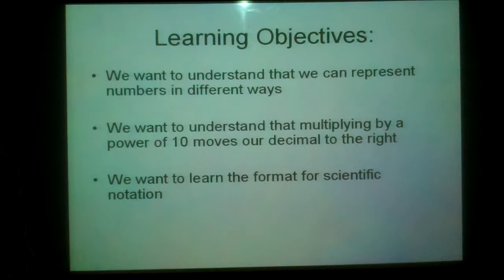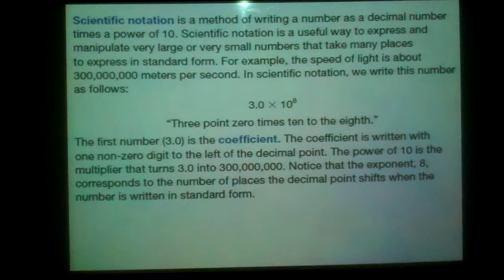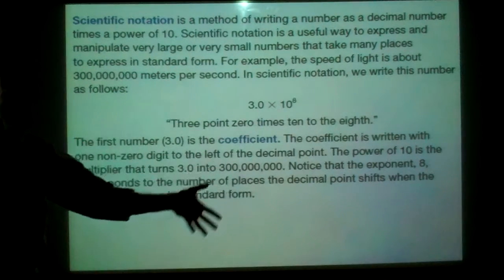This next slide will give us a brief introduction as to what scientific notation is. It's something that we've seen before, and it's something that is used a lot, especially with really large or really small numbers, because it helps us save space. So, I'll read through this here. Scientific notation is a method of writing a number as a decimal number times the power of 10. So that's where our power of 10 comes in. Scientific notation is a useful way to express and manipulate very large or very small numbers that take many places to express in standard form. Okay? Now standard form is just how you would write a regular number.